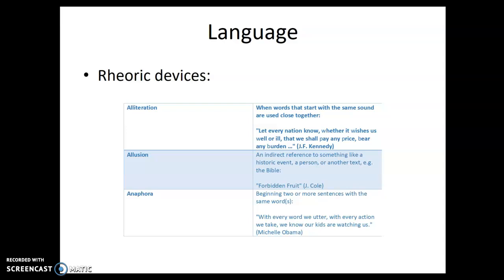Here is an example from Michelle Obama. With every word we utter, with every action we take, we know our kids are watching us. In this quote, you can actually also see the very heavy use of W. So we actually have both anaphora and alliteration in this sentence.